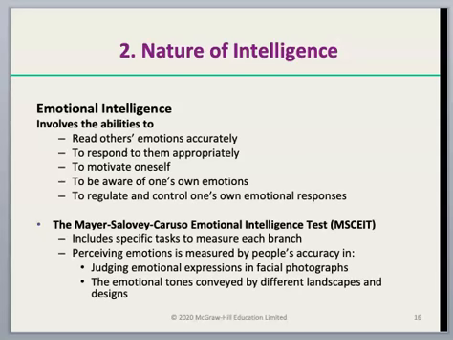The second form of intelligence that's outside of the traditional mental ability realm is emotional intelligence. Emotional intelligence involves the ability to read people's emotions accurately, respond to them appropriately, the ability to motivate yourself and to be aware of one's own emotions, self-awareness, and to regulate and control one's own emotional responses. And we're going to look at those on the next slide.